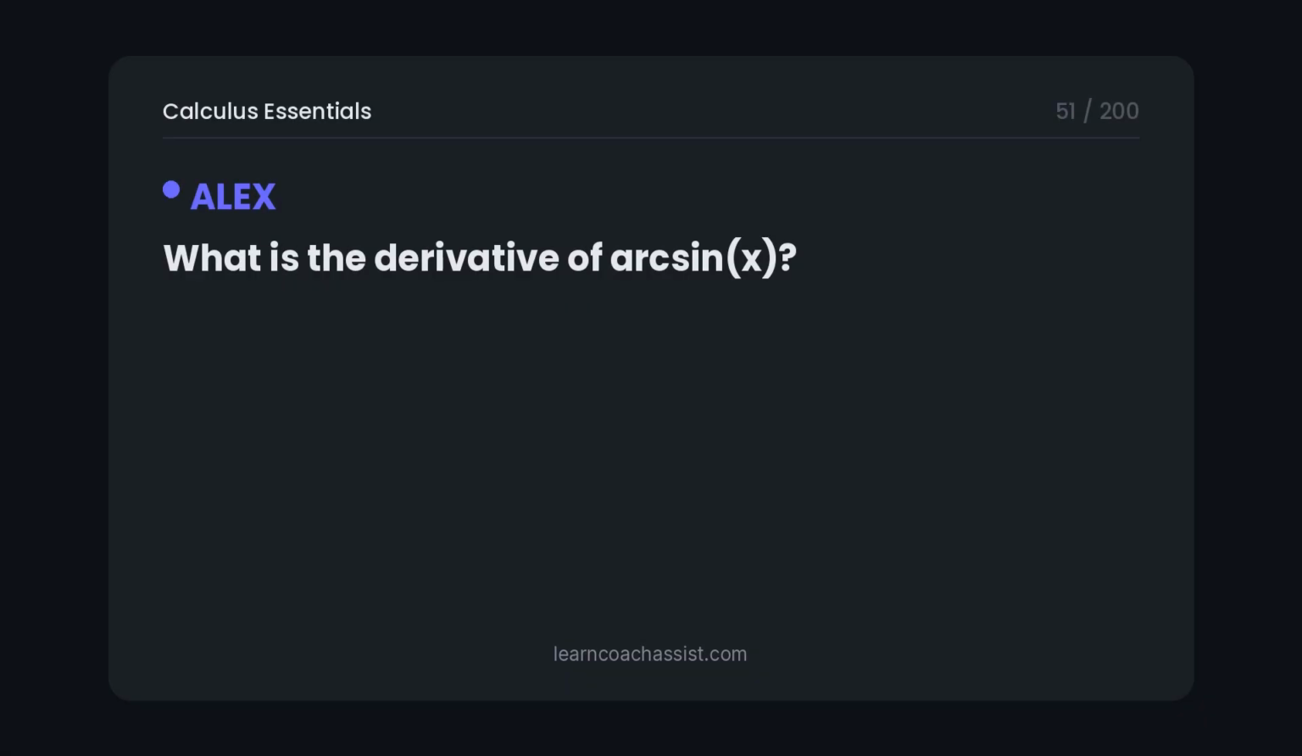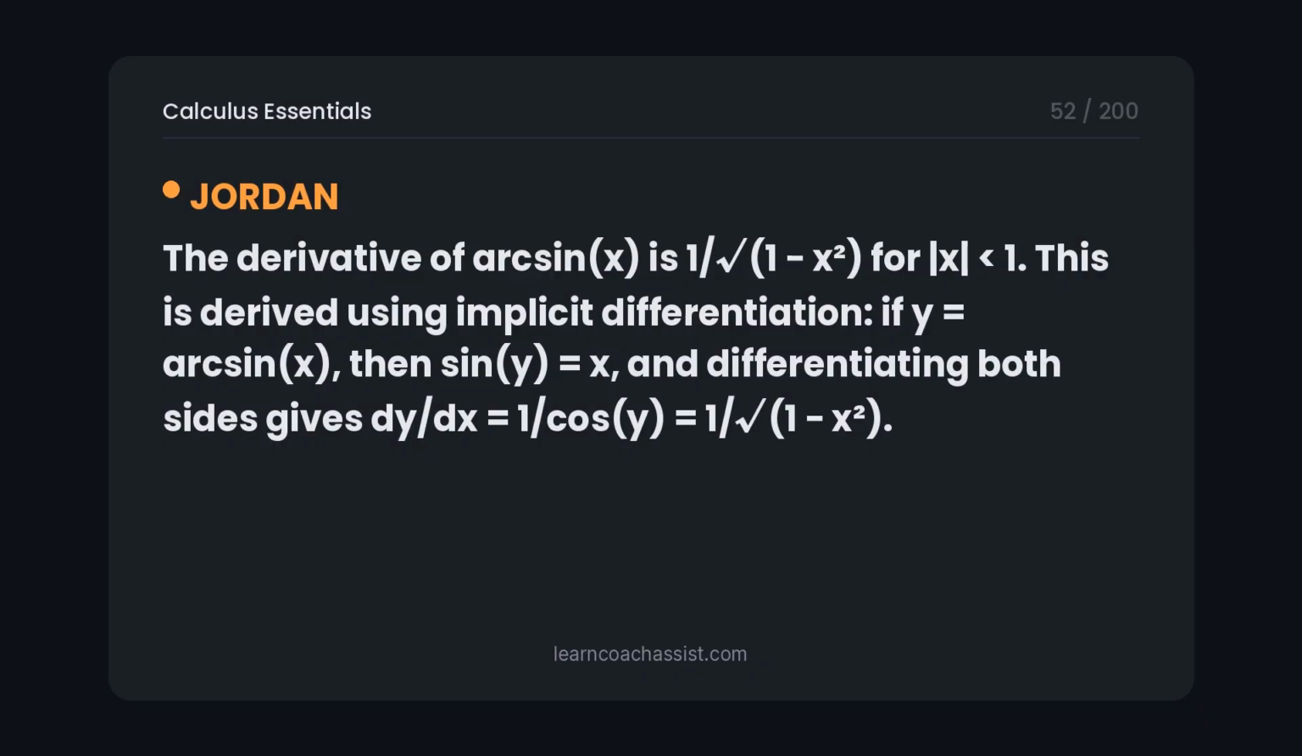What is the derivative of arcsin x? The derivative of arcsin x is 1 over the square root of 1 minus x squared, for |x| < 1. This is derived using implicit differentiation. If y equals arcsin x, then sine y equals x, and differentiating both sides gives dy/dx equals 1/cosine y equals 1 over the square root of 1 minus x squared.